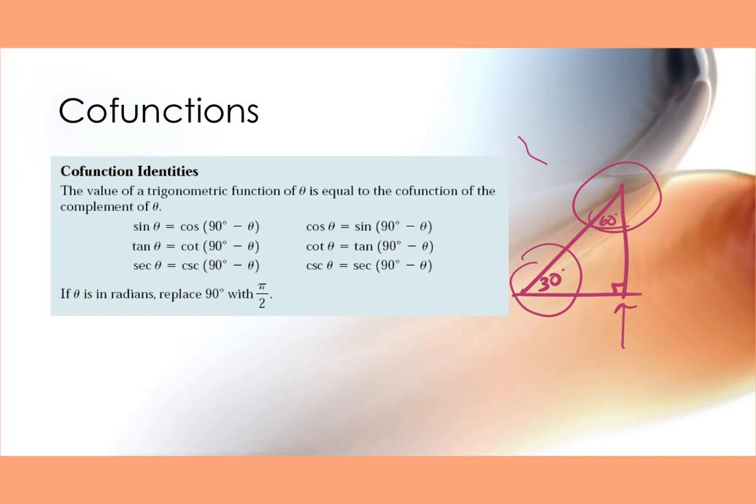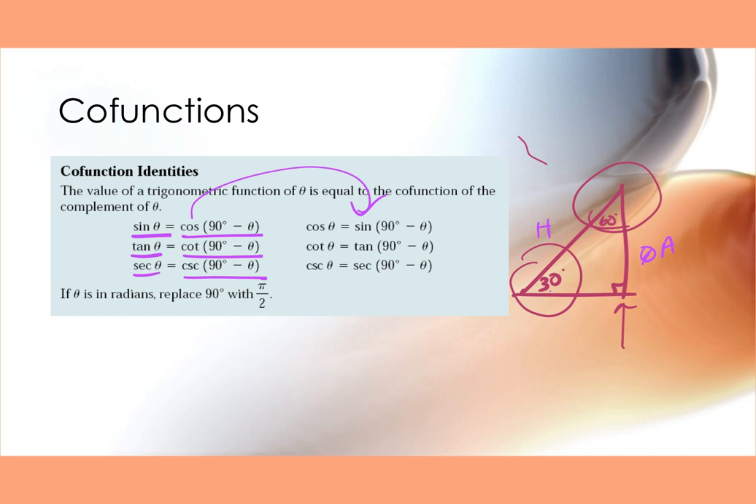So the sine of one of them, let's say the sine of 30, opposite over hypotenuse, is equal to the cosine of the other one, because for 60 this would be adjacent over hypotenuse. And they are the same thing. So all a cofunction says is that the sine of any angle is the same as the cosine of its complement. The tangent of any angle is the same thing as the cotangent of its complement. The secant of any angle is the same thing as the cosecant of its complement, and vice versa.